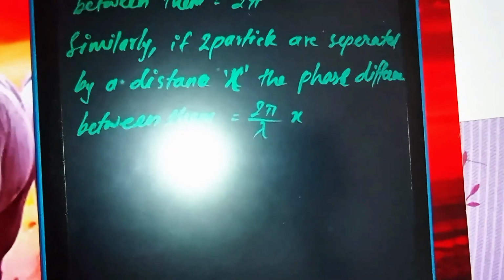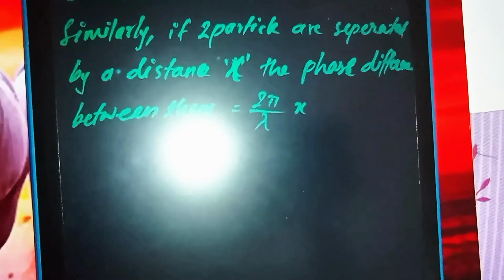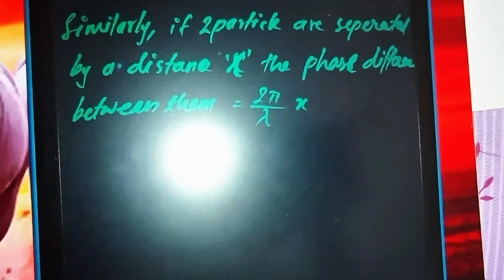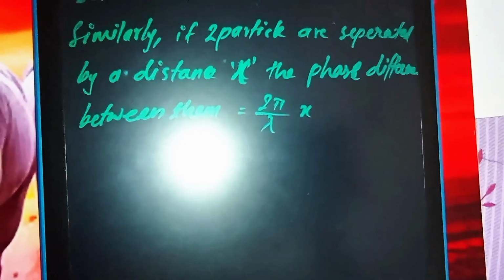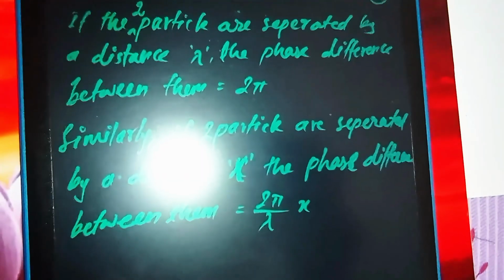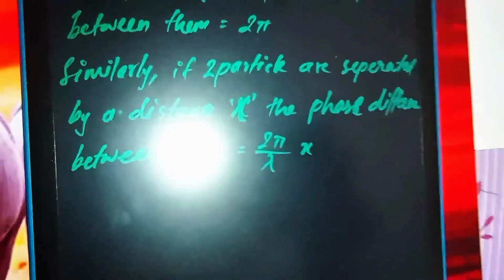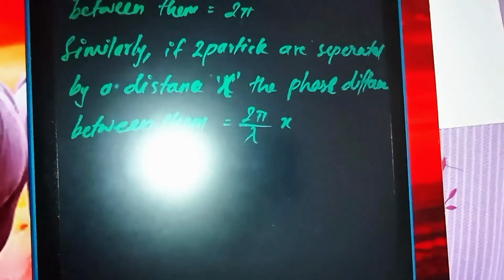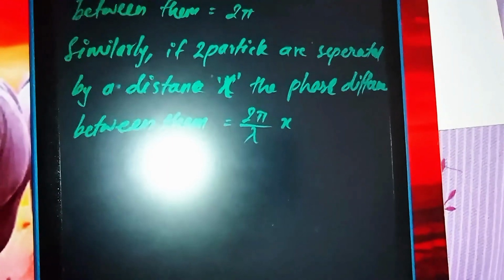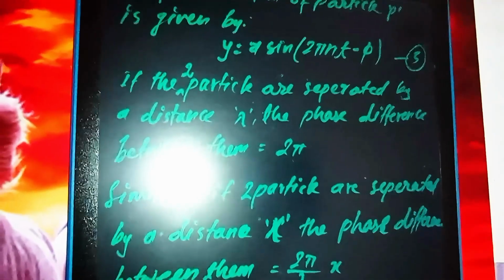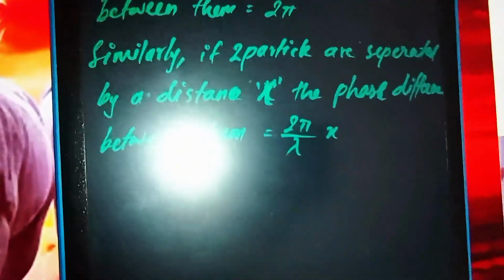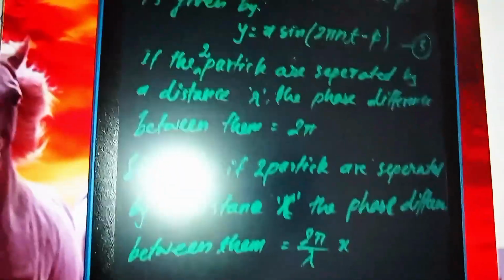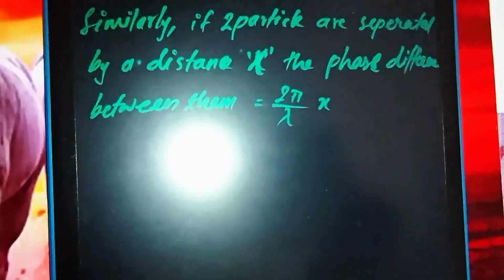Similarly, if two particles are separated by a distance x, the phase difference between them will be equal to 2 pi by lambda into x. And this is simple unitary method. If two particles are separated by distance lambda, then the phase difference will be 2 pi, and for x, it will be 2 pi by lambda times x. Lambda will go down in division and x will multiply. So from equation 3, which we wrote already, we will substitute the value of phi, the phase difference, into equation number 3 and see what we get.